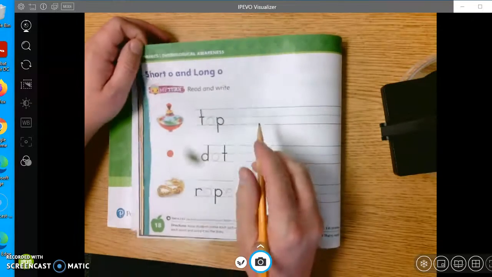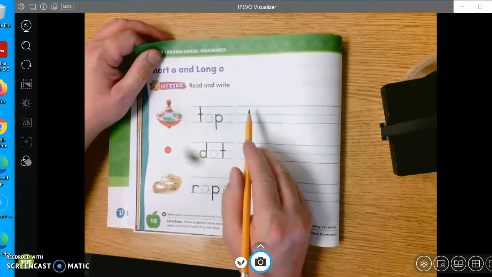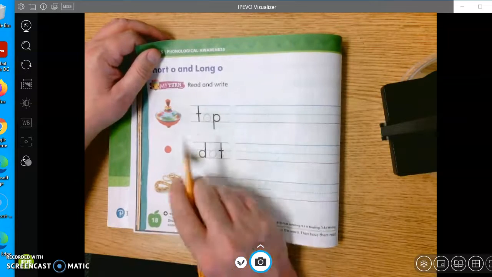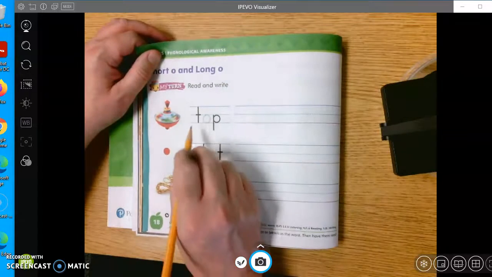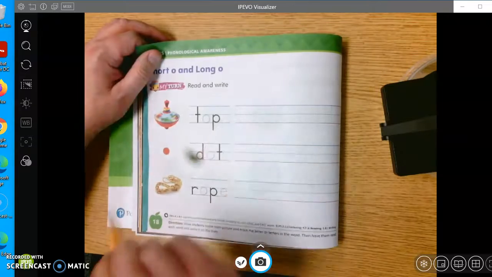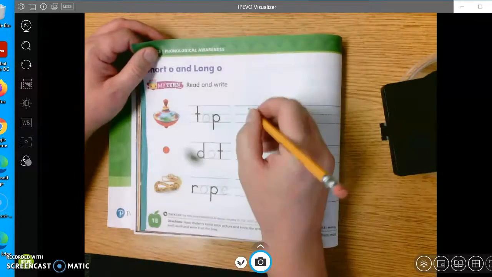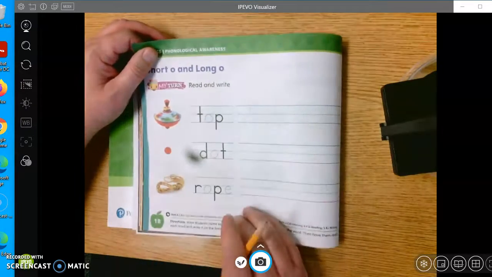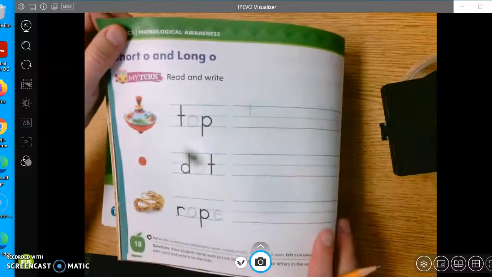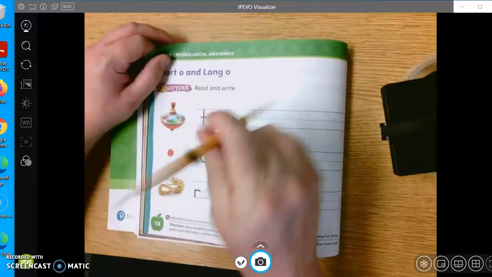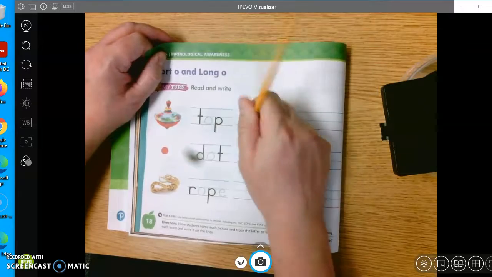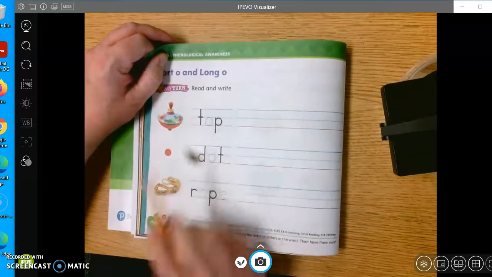Okay? Now we're being very careful to use our lines, our top line, midline, and bottom line. And we're going to write it just like they did over here. Okay? Let me ask you a question. What if I wrote my T up here? Is that okay? If I put my T right on the top of that midline? No. We want to use the lines as we should, and we want to copy just as they did there.